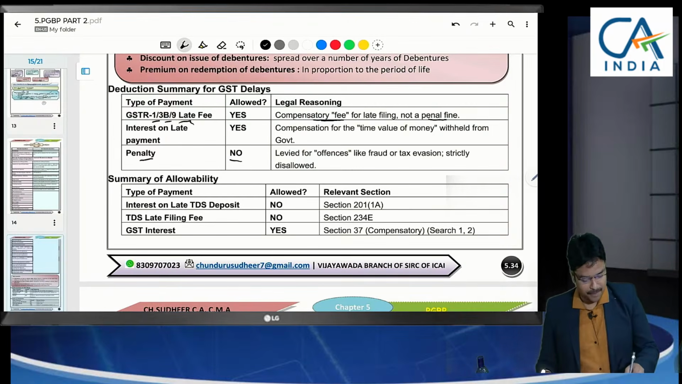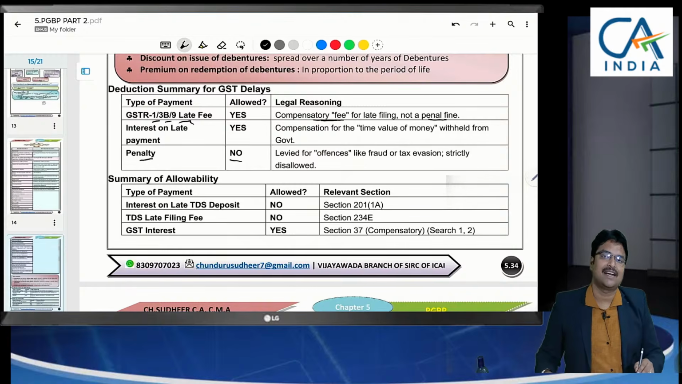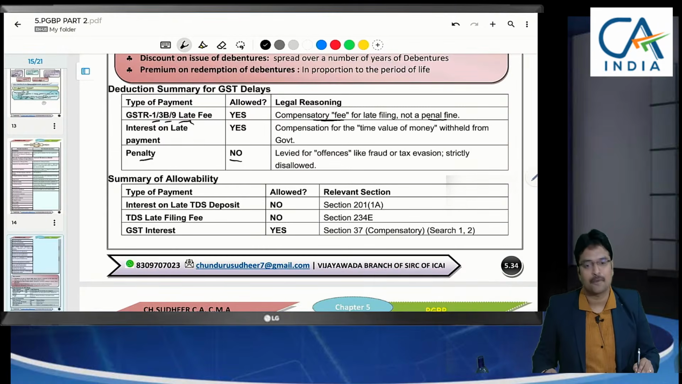Penalties you cannot claim. Say a vehicle has been intercepted during transit. Since the invoice is not proper, a penalty is being levied, twice the amount of tax. Tax 10,000, penalty 20,000. Whether this penalty of 20,000 paid can be claimed as expenditure? No. It has to be disallowed. Any penalty levied for offences like fraud or tax evasion is strictly disallowed.